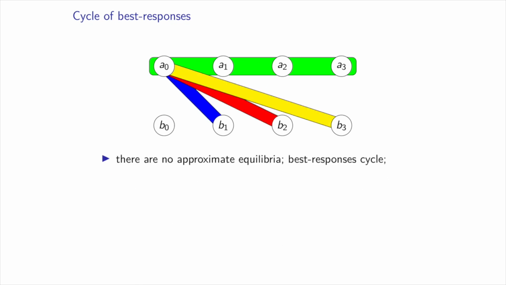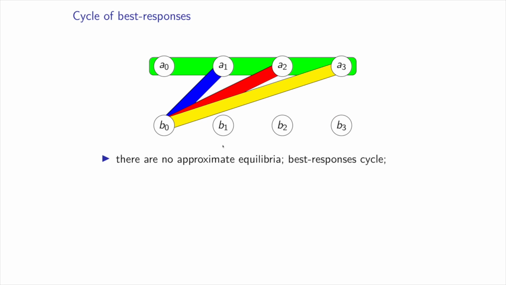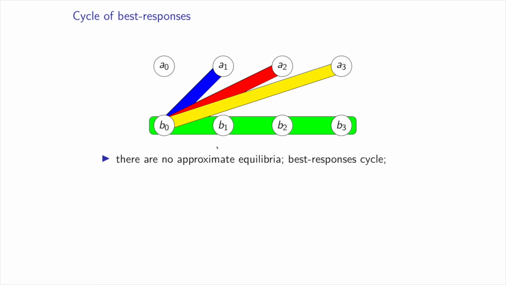Now, if both cases hold, then we can easily see that there are no approximate equilibria. And in particular, we'll get a cycle of best responses. So here in this example, all the light players would like to change their B strategy, and they do so. And afterwards, the heavy player would also prefer to change the B strategy, since he's alone on resource A0. Then we get a symmetric situation, and again, players will continue to change.